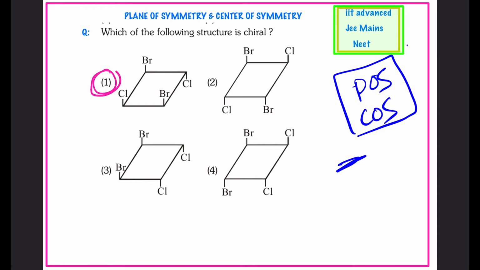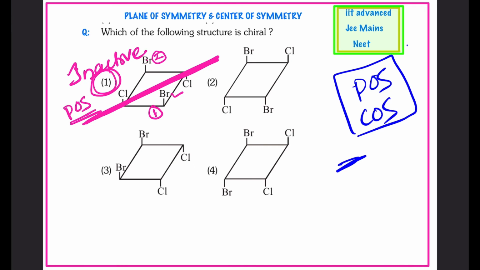Let's go with option 1 here. If I cut this molecule along this line, this is the first part where bromine is above the plane. This is the second part where bromine is also above the plane. In both the cases, we are getting two equal halves, so it has a plane of symmetry. So although it has four chiral centers, due to the presence of a plane of symmetry, it is optically inactive.